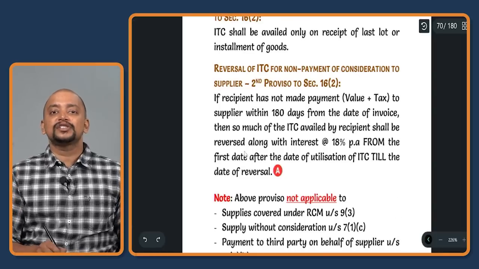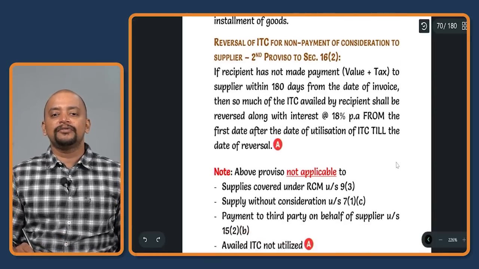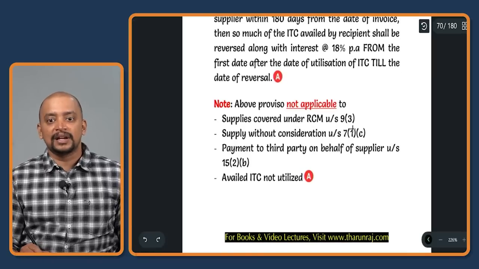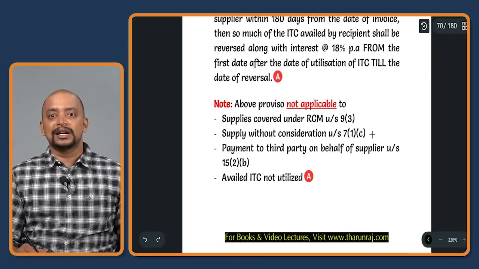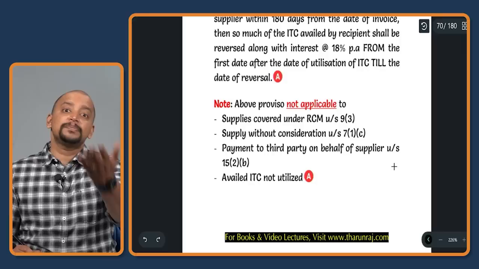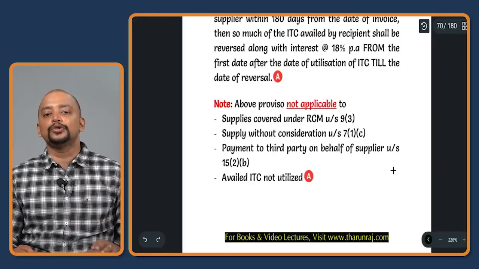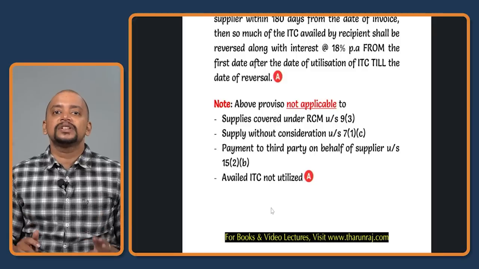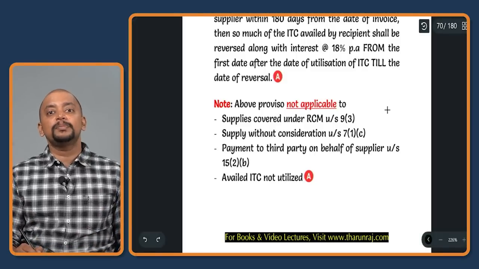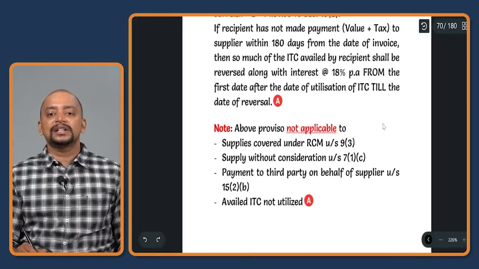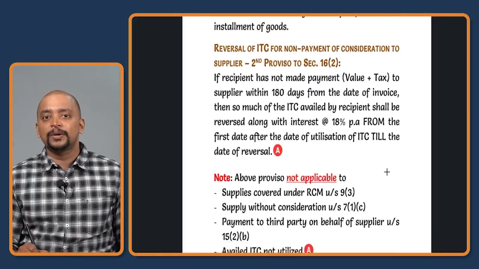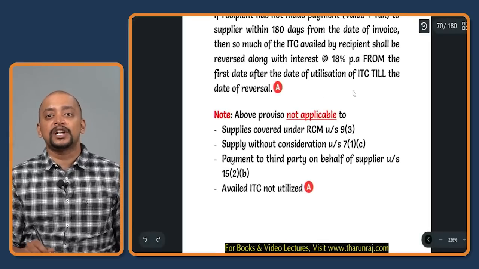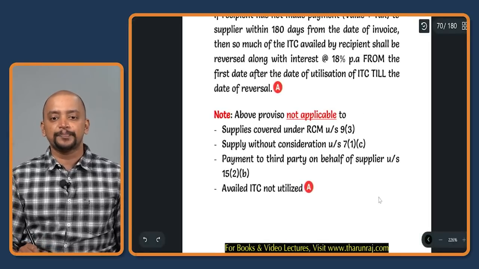And this point is not applicable in case of supplies covered under RCM 9(3) and supply without consideration and payment made to some other person on behalf of the supplier 15(2)(b). And suppose if ITC availed and not at all utilized, so then also this interest provision will not be applicable, but we need to reverse the ITC. So that is with respect to this. And very important point here, interest should be computed from the date of utilization till the date of reversal.